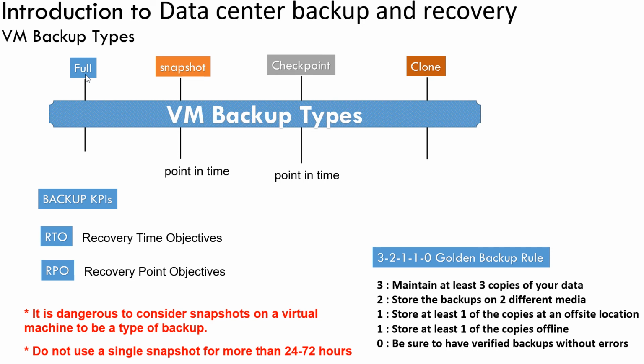Virtual machine backup types: we have full, snapshot, checkpoint, and clone. In the VMware environment or vSphere environment, we can take a snapshot of the virtual machine, but it's recommended to not keep a snapshot more than 3 days. In Hyper-V, the term for snapshot is checkpoint. We have clone of the virtual machine. You can take a full clone of the virtual machine. If you have, for example, a test environment, you need to clone more, or you can create a template to create more VMs from templates.